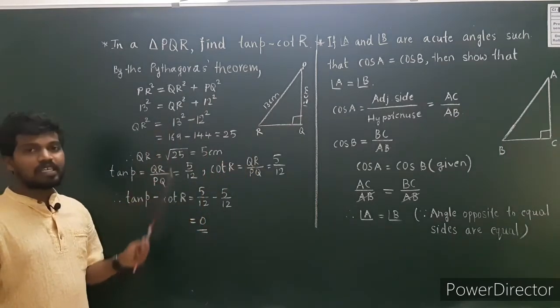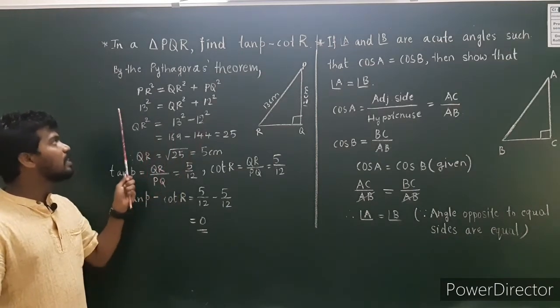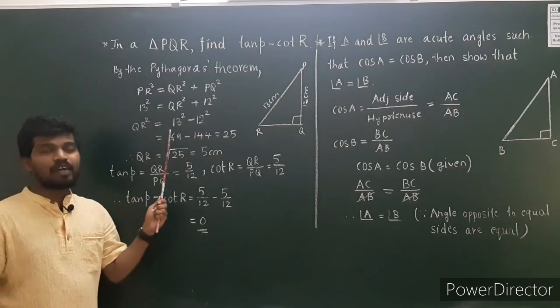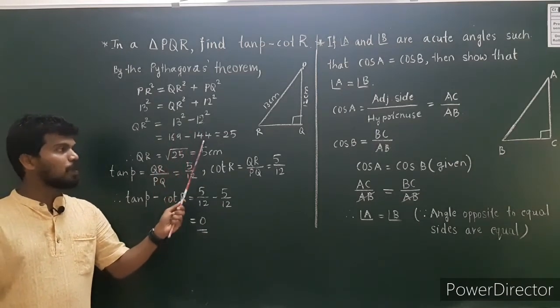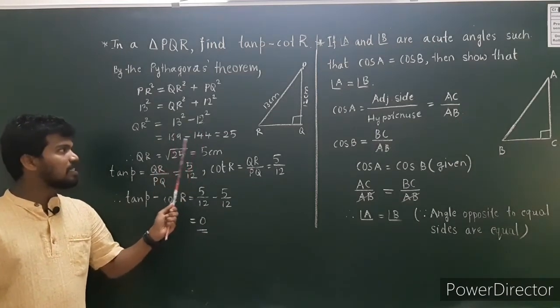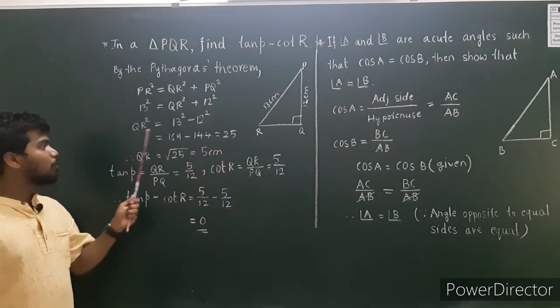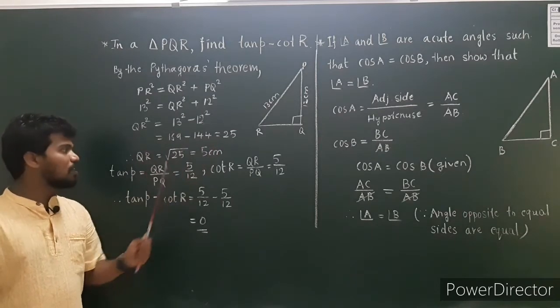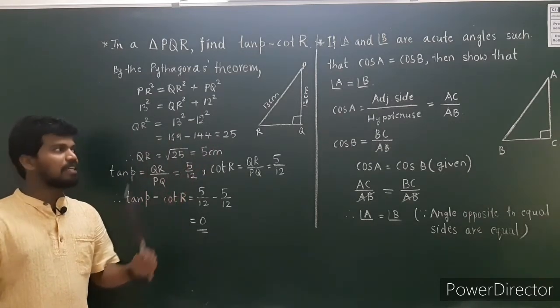So QR square using transposition is equal to 13 square minus 12 square. What is the value of 13 square? 13 into 13, that is 169, and 12 square is 144. So 169 minus 144 you get 25. That is QR square. 25 is QR square. What is the value of QR? It is the square root of 25, that is 5 cm.